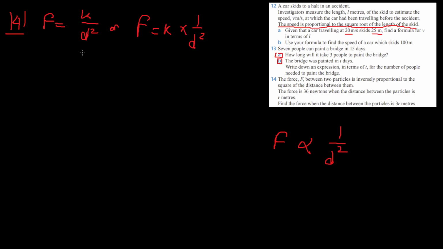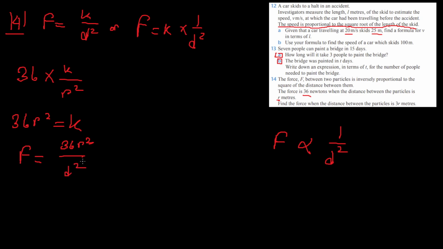So let's find K's value. We know the force is 36, and the distance is r. So we have 36 equals K over r squared. Since there's a square here, we put a square here. If you want to find K's value, we multiply, so 36 r squared equals K, since we multiplied these two. So we can write F equals 36 r squared over d squared.